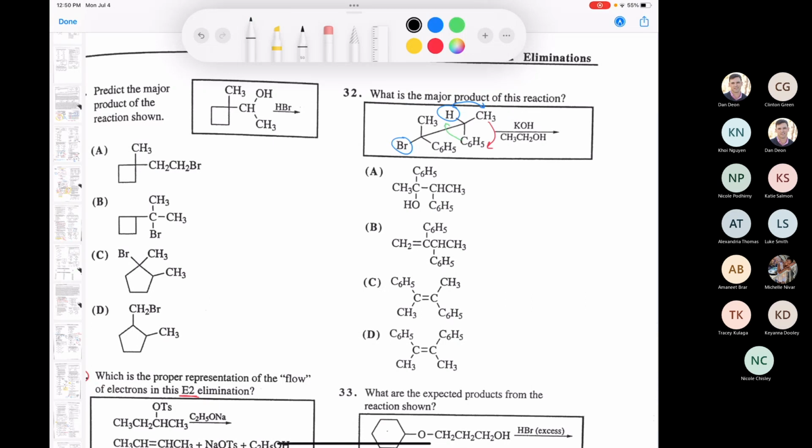So I'm going to redraw the compound the best I can. I've got my methyl group up here. I'm just going to write C6H5 as Ph because it's easier for me. I'll put my bromine up here. So now my hydrogen is going to be anti-periplanar. I've got my phenyl up here, and I've got my methyl down here. So now, if you're looking down here with your eyeball, you can see that the bromine and the hydrogen are anti-periplanar to each other.